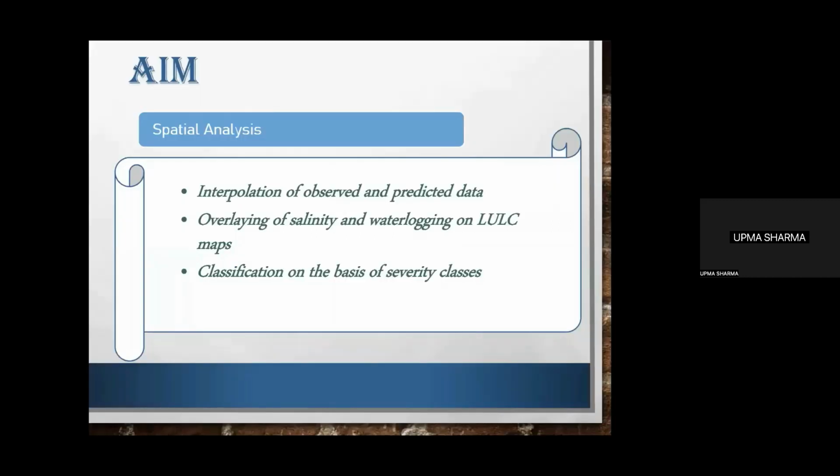Next, what is my aim? The main aim here is the spatial analysis. I have done the temporal analysis through the modeling. I have collected the observed data. I have predicted the data. Now what? The sample points are there, their data are there. I can suggest to the farmers who have their fields at those sample points, but I cannot suggest to the farmers whose samples have not been taken about the problems occurring in that area also.